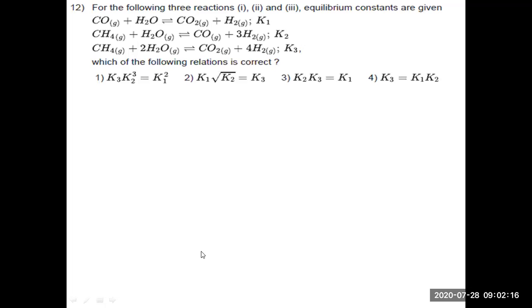One way of doing it is the board method. Write the KC expression, or K1 expression, for equation 1. That is the product of molar concentrations of products over the reactants. Write K2, write K3. Compare K1, K2 and do some mathematical operation to get the K3 expression the same. That is one method. Let's do it in 30 seconds.